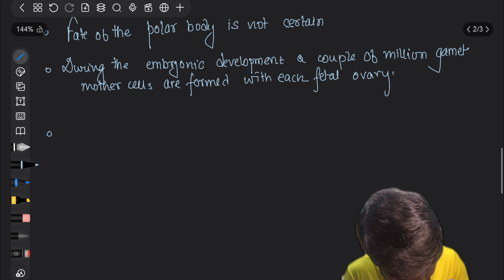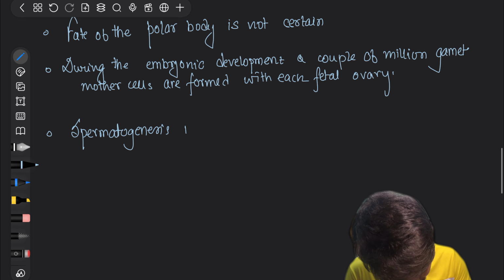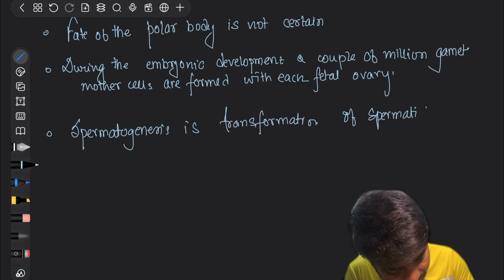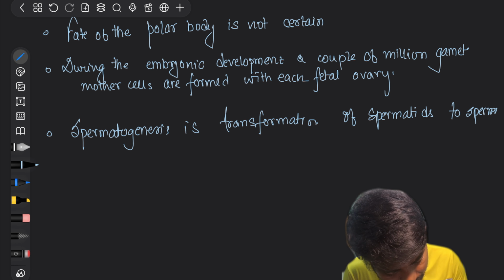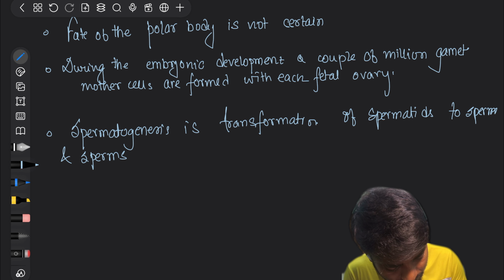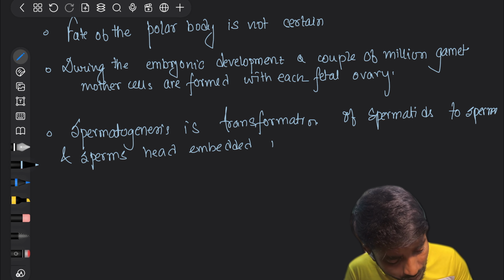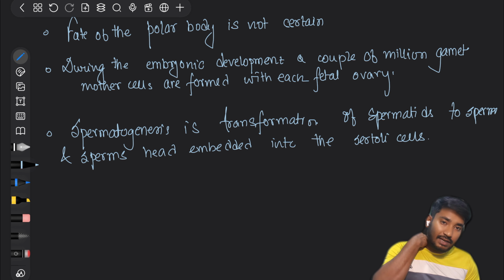Spermiogenesis is the transformation of spermatids to sperms, and the sperm heads are embedded into the Sertoli cells.